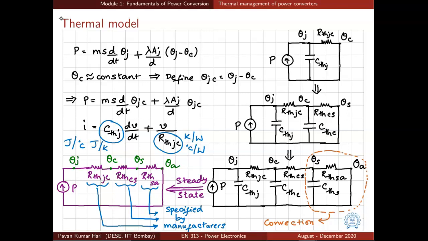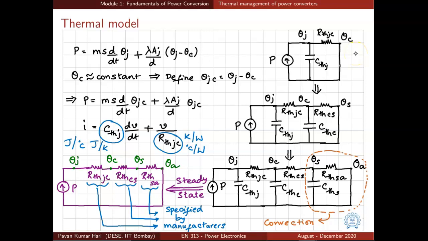And the second term we have is R_THJC, the thermal resistance from junction to case, which is expressed as d by lambda Aj, and whose units are Kelvin per watt.